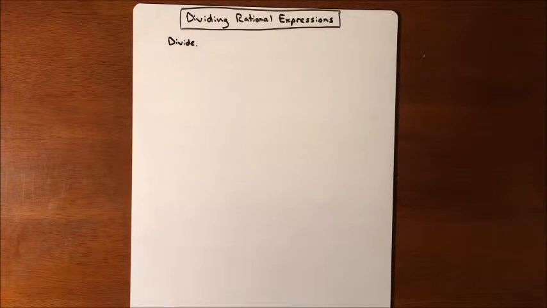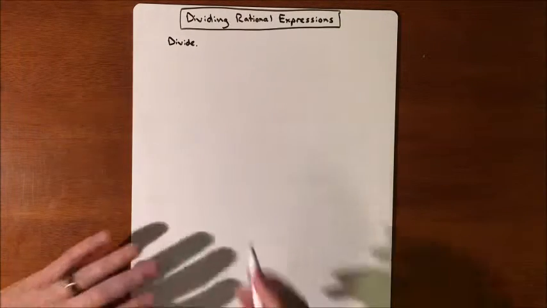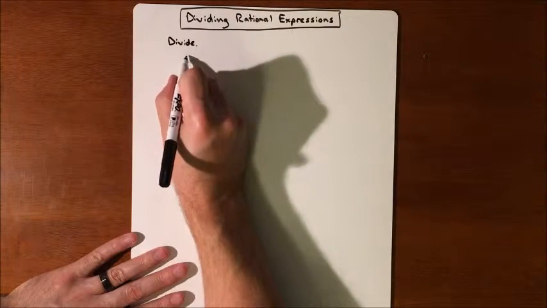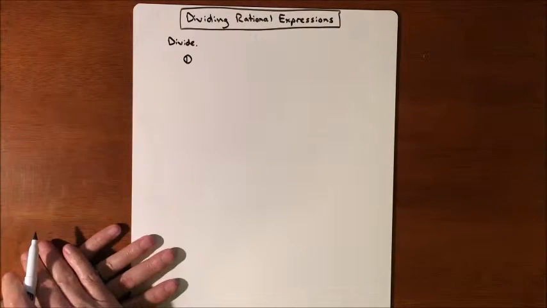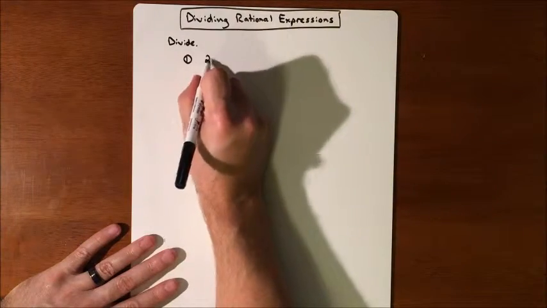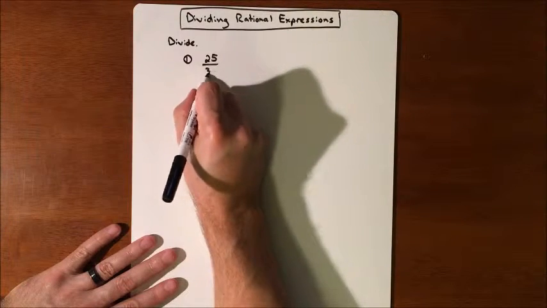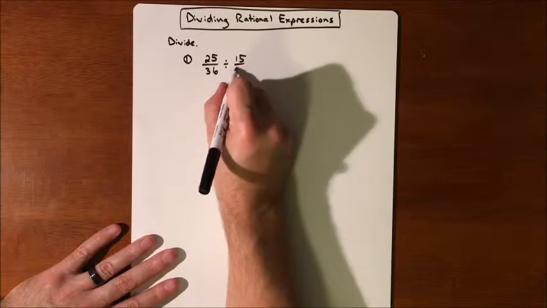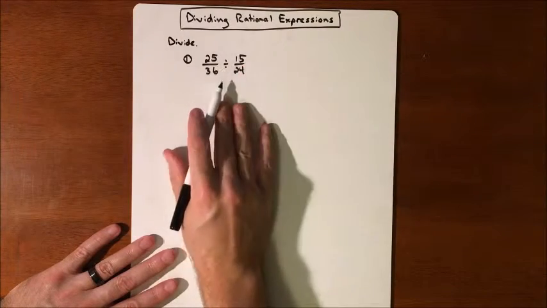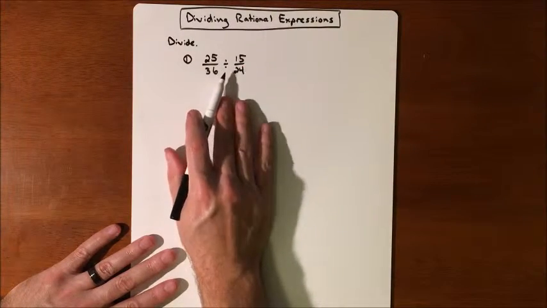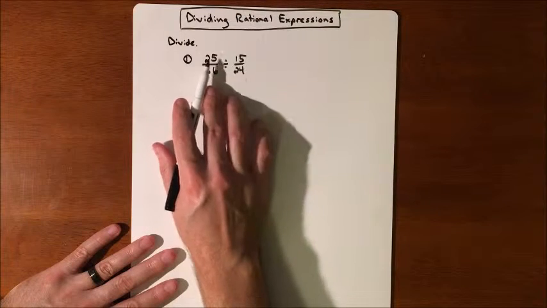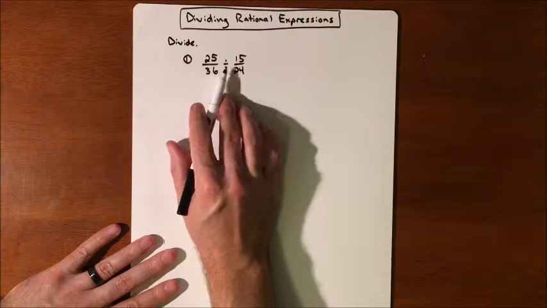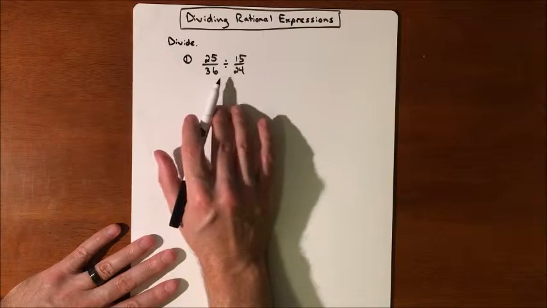In this lesson, we're going to be dividing rational expressions. The first one we're going to do is something with just numbers so we can make sure we understand the concept of it. So if we have 25 over 36 divided by 15 over 24, we never have to divide fractions, because I don't know what 25 divided by 15 is and 36 divided by 24. You don't ever have to do that.